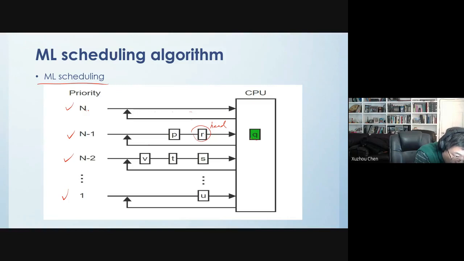So if process Q at this level finishes the job, process Q is going to be placed at the tail of the queue, and process R is going to take over. Then you have Q and P in the queue. When process R finishes the job, it is put in the back, and process P is going to pick up and run.